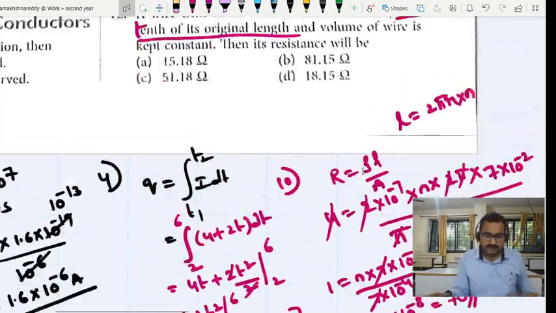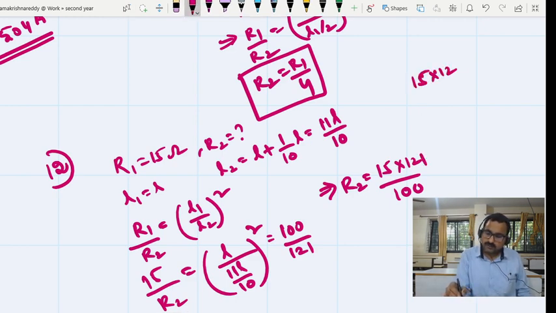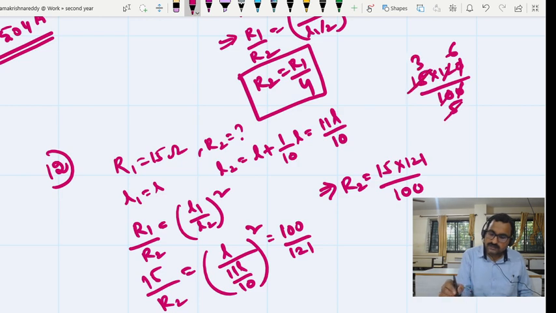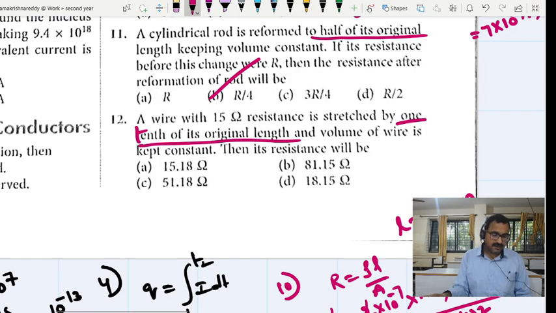So according to given options, check that one. A rough calculation I will make. Now we can do 15 into 120 divided by 100. Instead of 121, approximately I take 120. 5 3 jars 15, 2 6 jars 12, so 3 into 6, that is nothing but 18. So what we did, we cancelled, so 18. Nothing but 18, the nearest answer is there for that. That is our final answer.